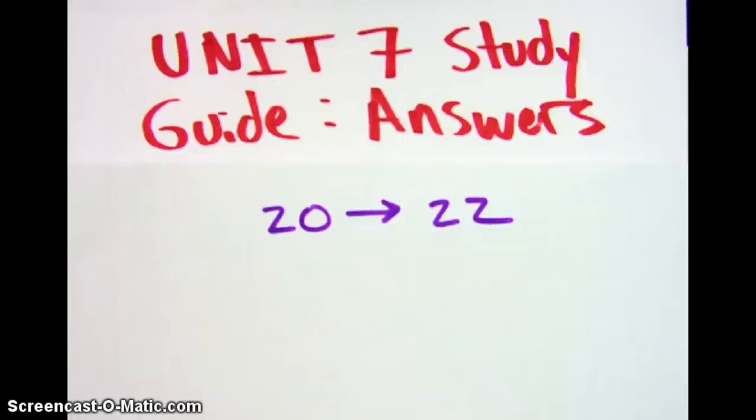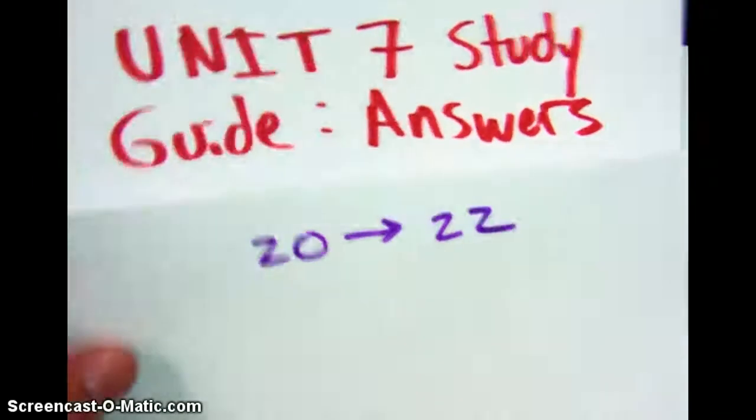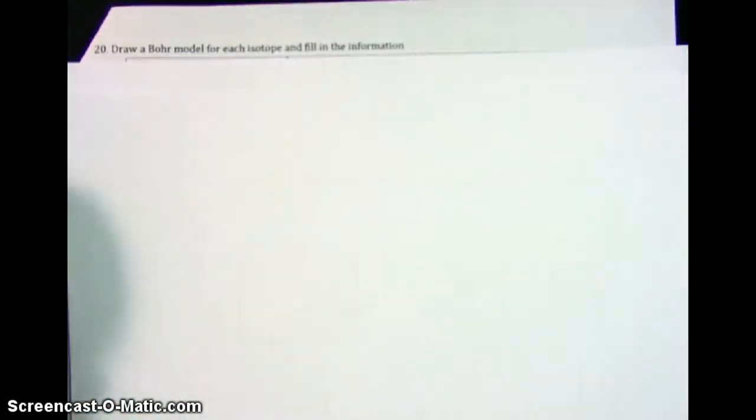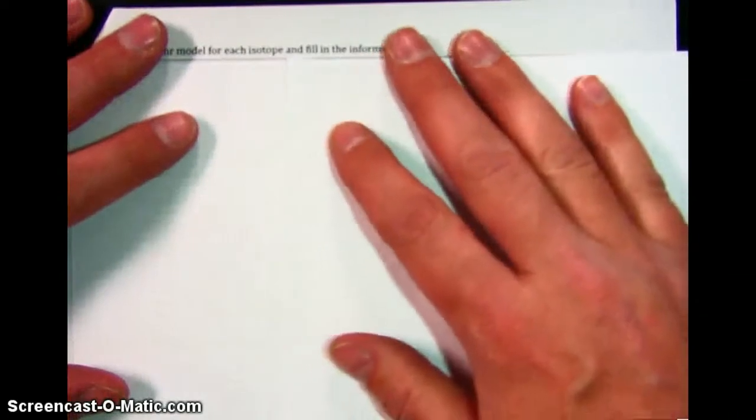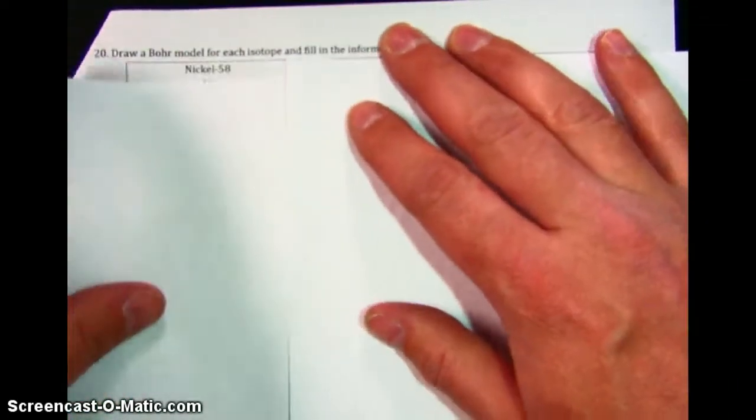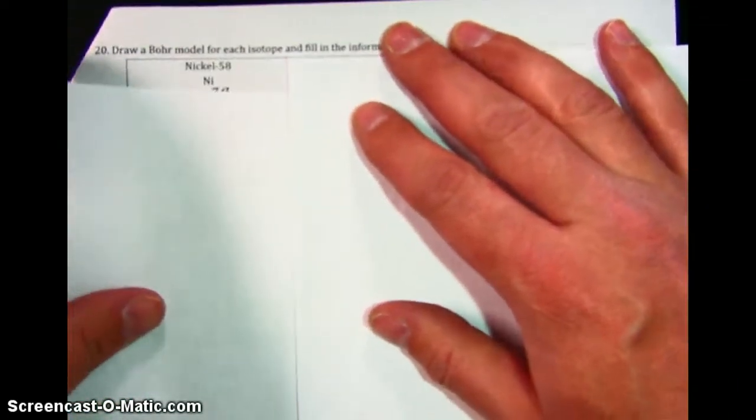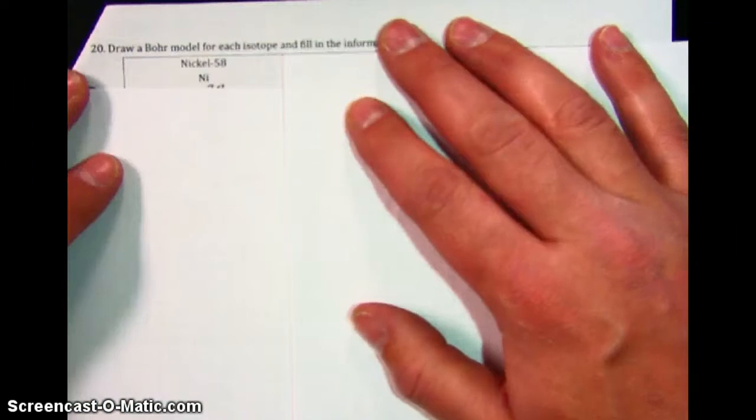These are the Unit 7 study guide answers for questions number 20 through 22. The very first question is talking about some isotopes, number 20, saying draw a Bohr model for each of the isotopes and fill in the information. So what they give us first is the isotope notation, and they're asking us to draw for nickel 58.